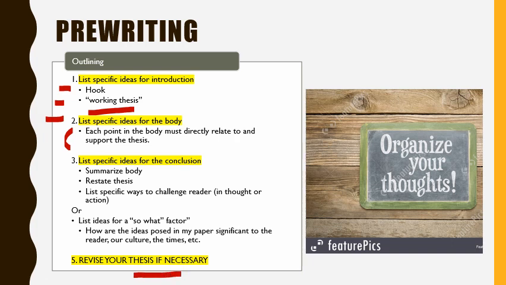You can decide that. The next thing you'll want to do is list specific ideas for the conclusion. So some of the elements, you have to summarize your body, you have to restate your thesis, right? And you need to list specific ways to challenge your reader in thought or action, or list ideas for a so what factor. And we've talked about the so what factor. That's when you question so what, right? How are the ideas that I've posed in my paper significant to the reader, or culture, the times, etc.?